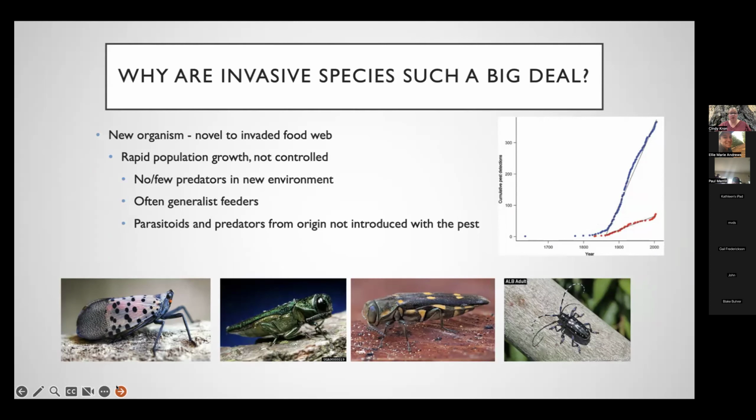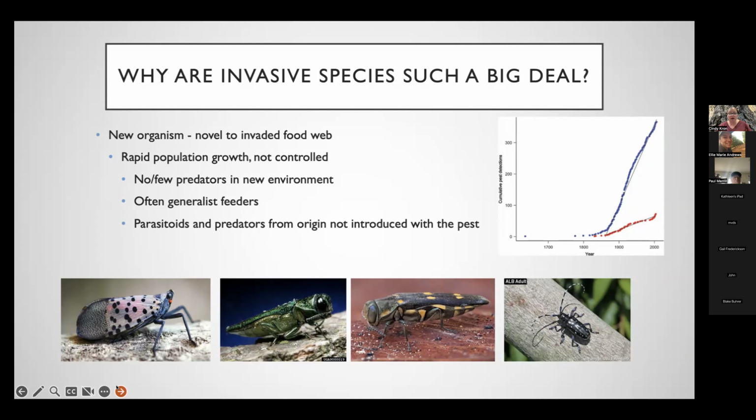Well, they are new in the environment, so they are novel to the food web that exists here. They have rapid population growth and it's not controlled. And this is because there's no or few predators in the new environment. So insects that are invasive are almost all the time introduced without their parasitoids and without their predators. And our native predators and parasitoids don't recognize it as prey. And therefore, typically, they become a bigger deal in a very short period of time.